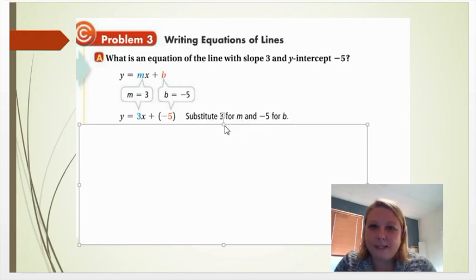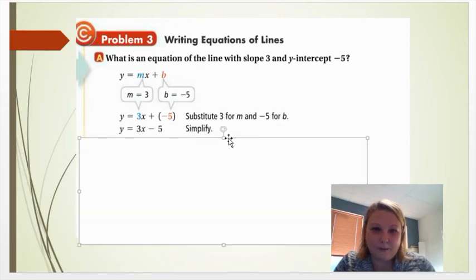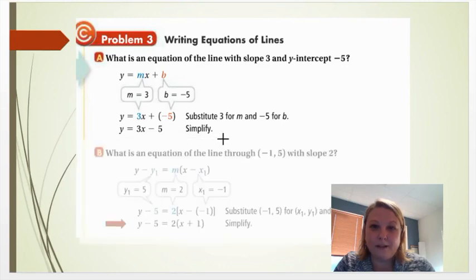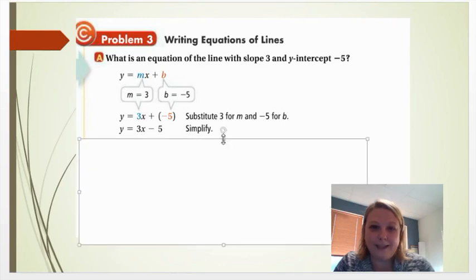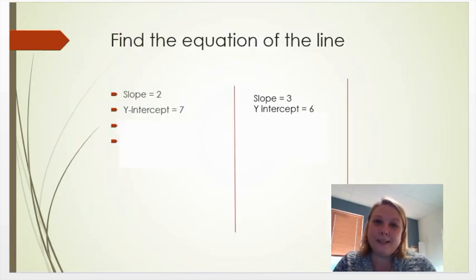Okay, so now that that is plugged in, we're going to substitute those in and simplify. So we had y equals 3x plus a -5, which turns into y equals 3x minus 5. And right there is the equation of the line. Do you see that? Hopefully you see that. That's all it is. It's plugging it in. If we're writing the equation for the line, that's what it looks like.